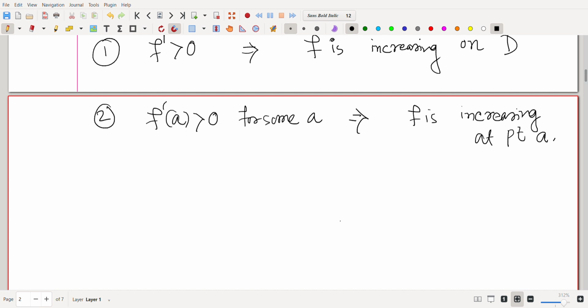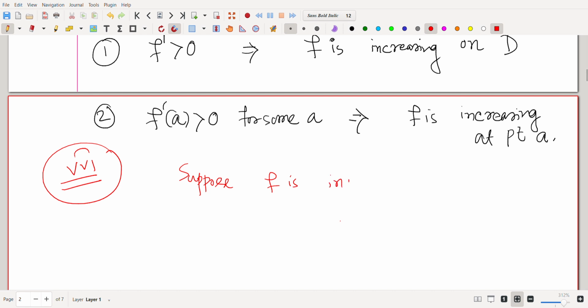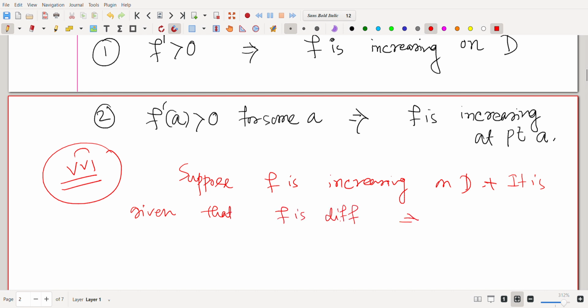And then the very important fact, the converse. Suppose f is increasing on D. First of all, f is increasing on D, and it is given that f is differentiable. You need this extra condition. Then f prime x is greater than or equal to 0 for all x belonging to D.